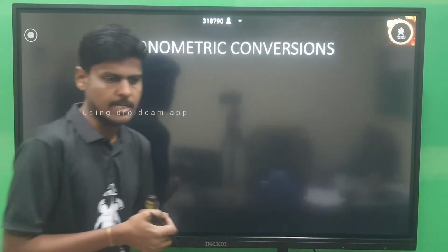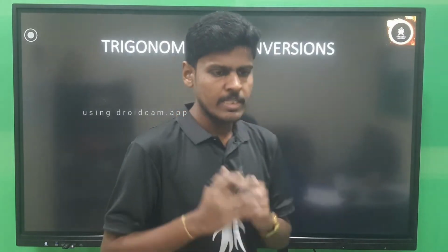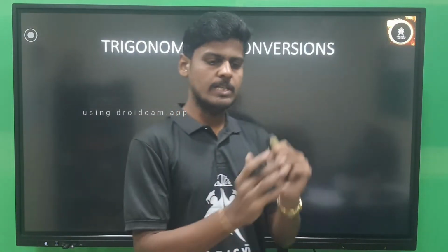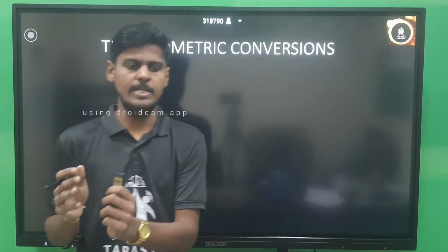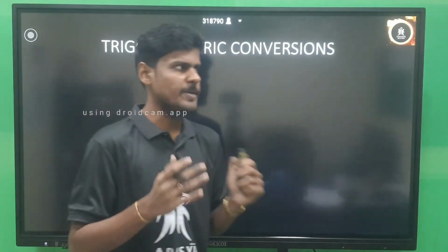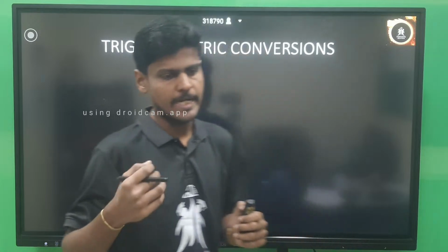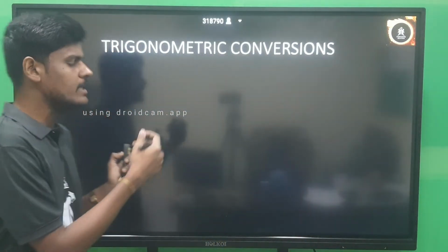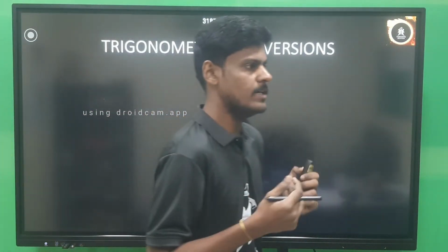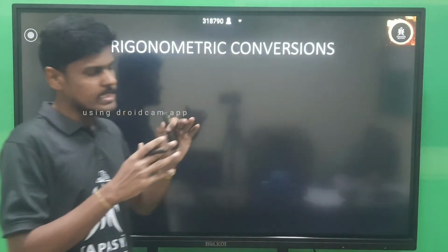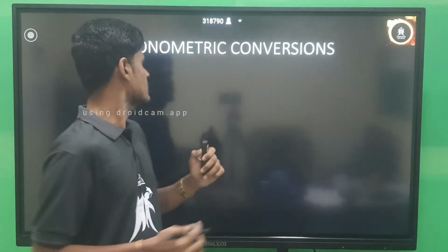Next topic is trigonometric conversions. This is actually an interesting topic. We will use this concept in both trigonometry as well as inverse trigonometry. This is not a separate topic, but it helps in solving problems: how to identify and how to convert between different trigonometric ratios. I will tell one example. We will solve with one example and discuss. That is applicable for all the cases.